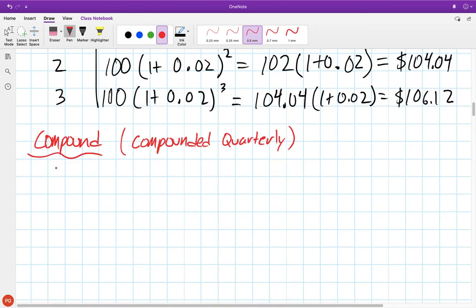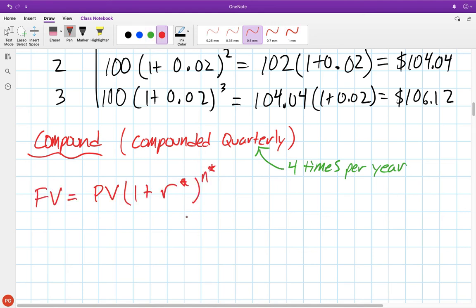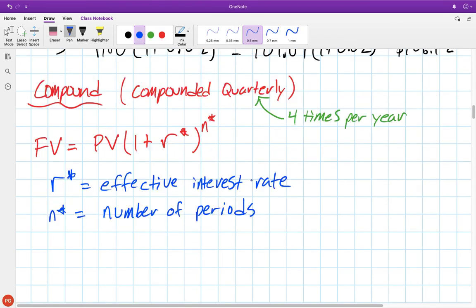Our last example is going to be compound interest compounded quarterly. What that means is instead of recalculating our interest every year, we're going to calculate it every quarter, which means 4 times per year. Our formula is almost the exact same as regular compound interest, but we have our R and our N with little stars here. This R star means the effective interest rate and N star means the number of periods.